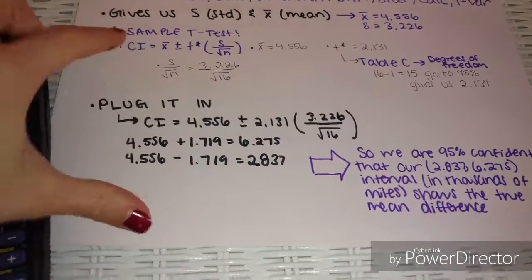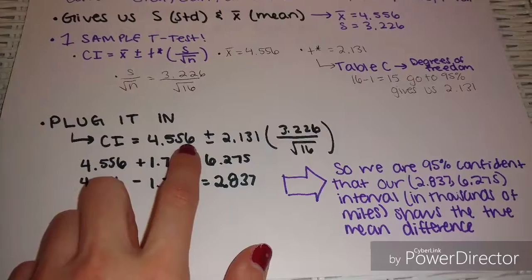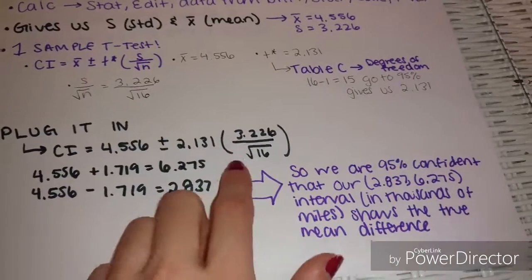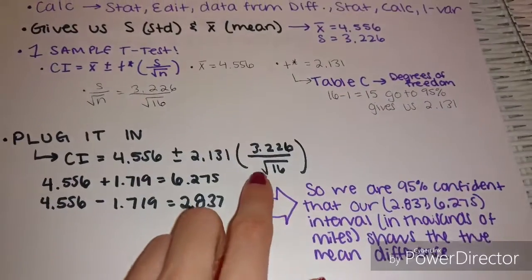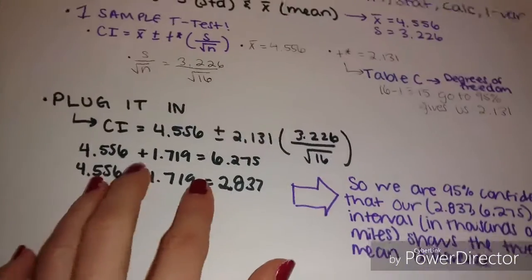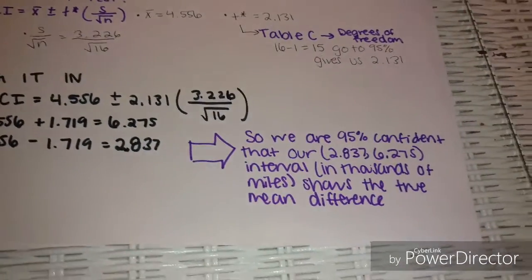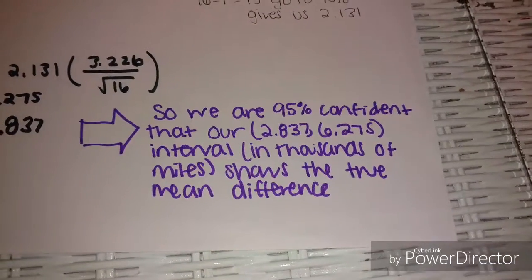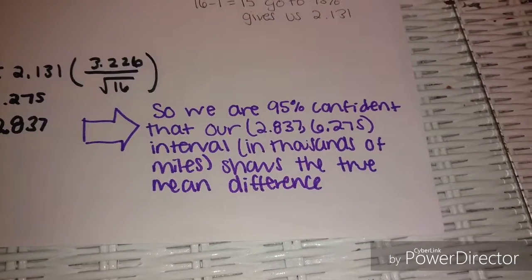We plug all this into our confidence interval here. So we have 4.556 plus or minus 2.131, which came from that. And then our 3.226, which came from our standard deviation and our N here, our sample here. And then we plus and minus for both of those, giving us 6.275 and 2.837. So from that, we can determine we are 95% confident that our 2.837 and 6.275 interval shows the true mean difference.